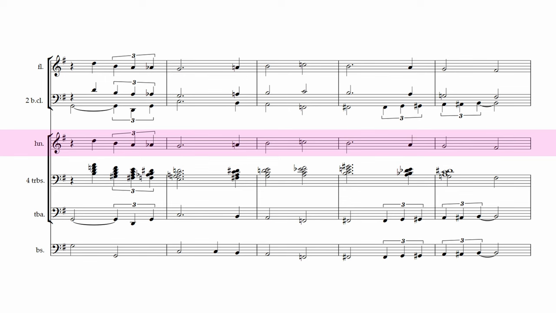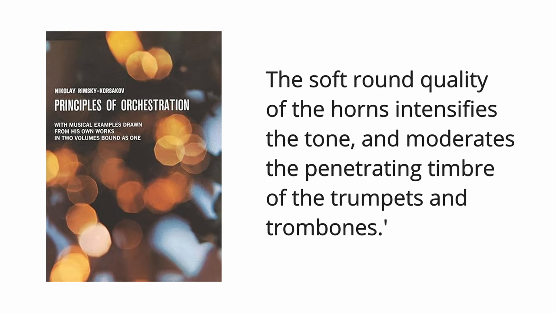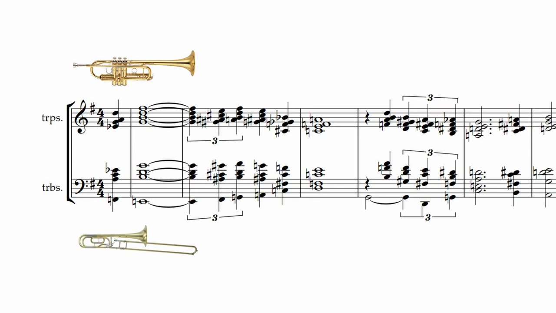Before I really test the blending capabilities of the horn, I'll just try it with some brass. Rimsky-Korsakov says of the horn and brass, "Duplication in the brass group is most frequently effected by placing a chord for horns side by side with the same chord written for trumpets or trombones. The soft, round quality of the horn intensifies the tone and moderates the penetrating timbre of the trumpets and trombones." Here is the sound of four trumpets in harmony with four trombones.